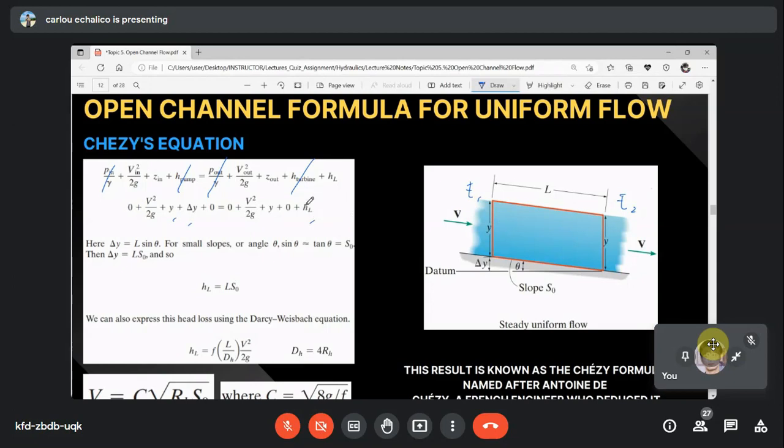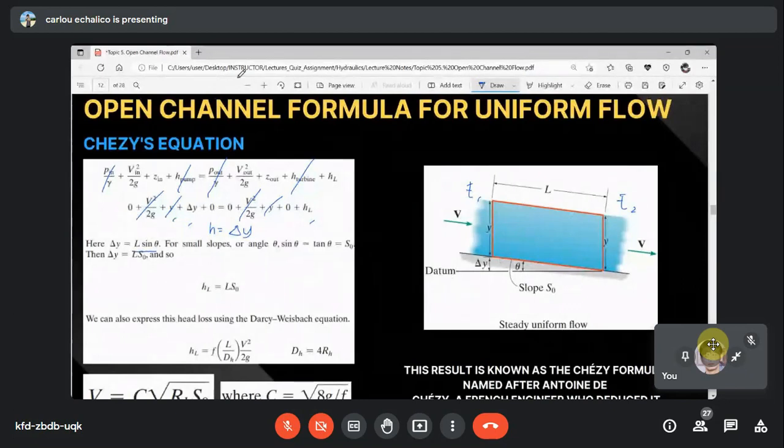Okay, so now if we simplify this, the velocity head cancels out and the y cancels out. Therefore, our head loss is just delta y. So first, delta y. We all know from the geometry that delta y is L sine of theta.